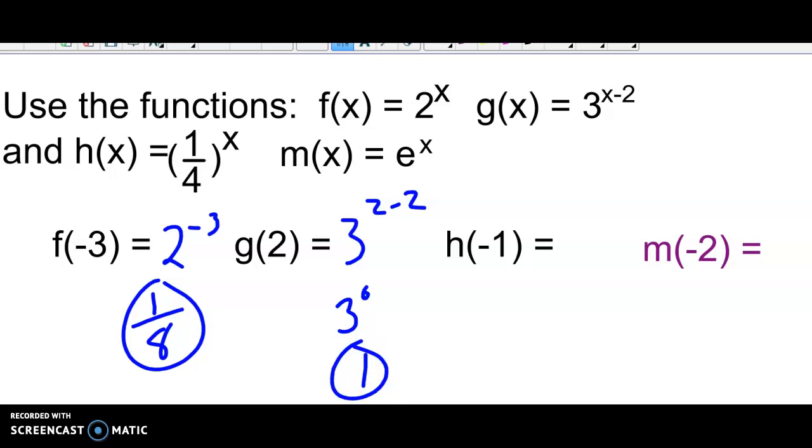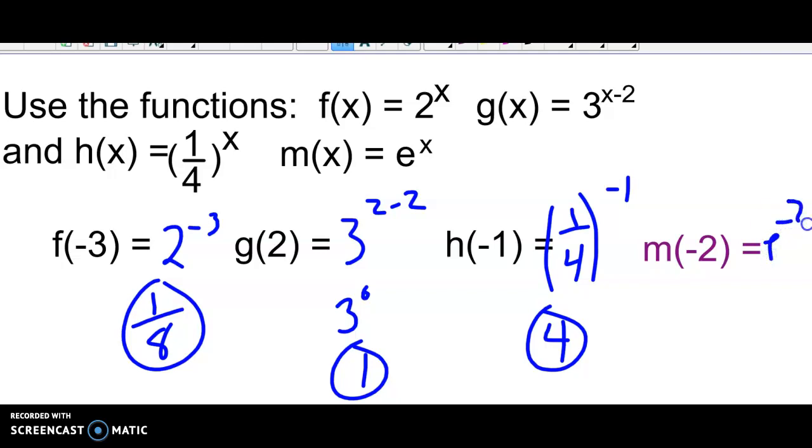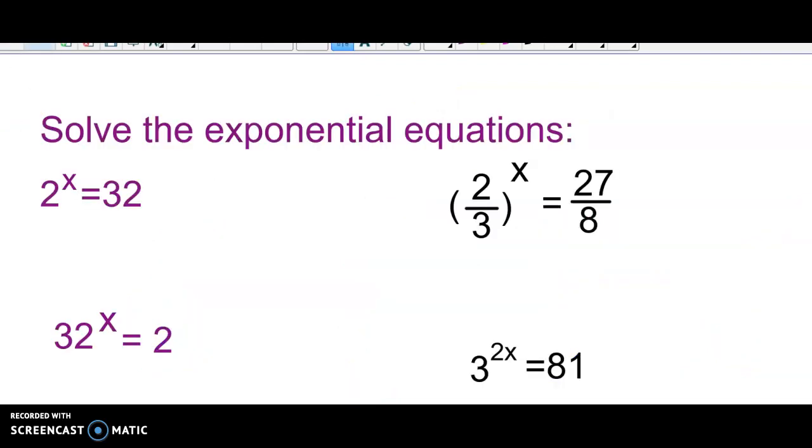H of negative 1 means stick negative 1 in for x in the h function. 1/4 to the negative 1 is 1 over 1/4, which is 4. m of negative 2 is e to the negative 2, or we could think of that as 1 over e squared. Okay, so please don't get confused. We're going to be talking about these as functions and expecting you to do the same types of things we did with the other functions.